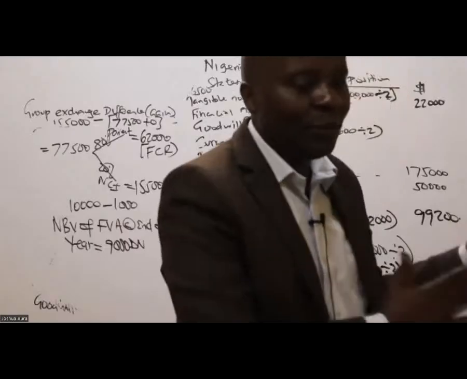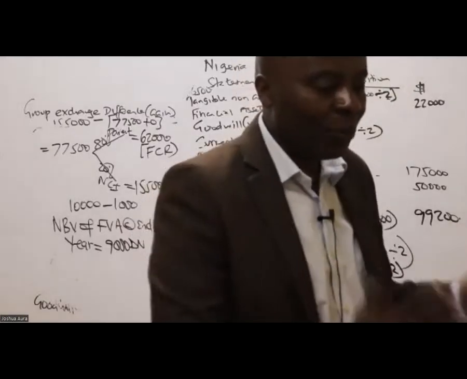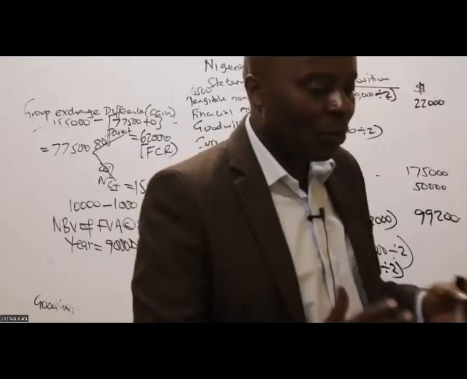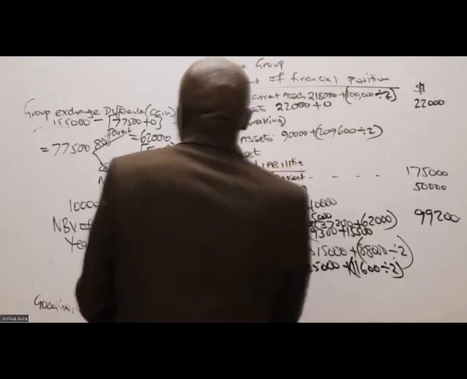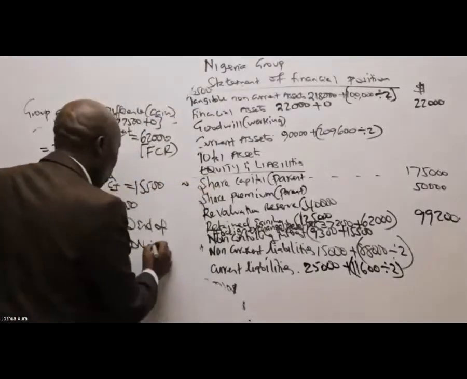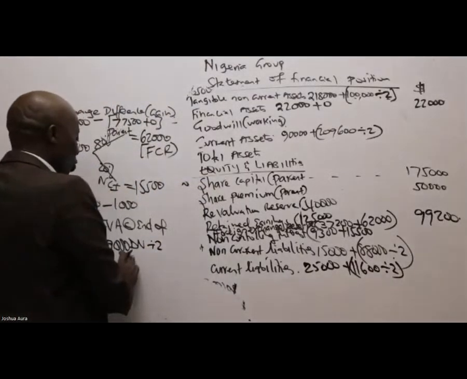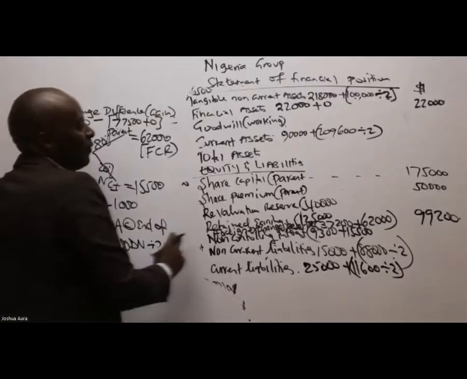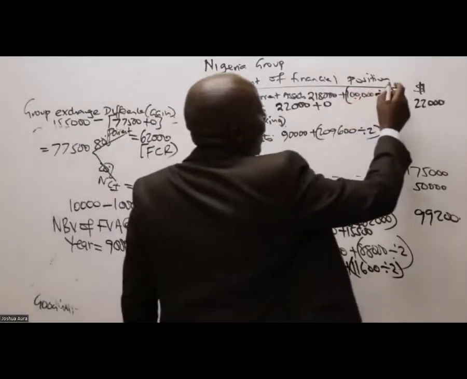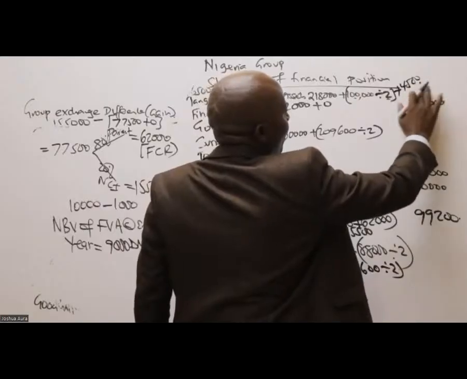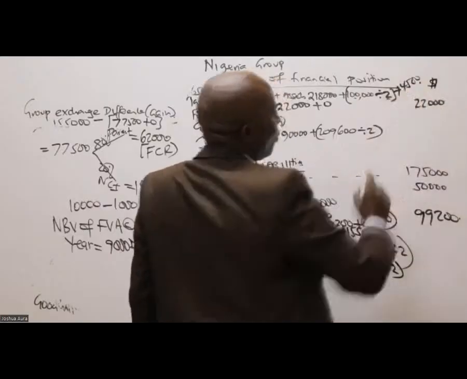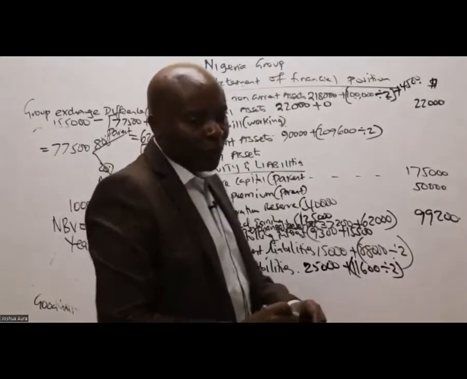Because it's net book value at the end, it should be 2. So could you kindly divide this by 2? What are we getting here? This automatically will be 4,500. Please include this figure here, plus 4,500, and then give me an answer.